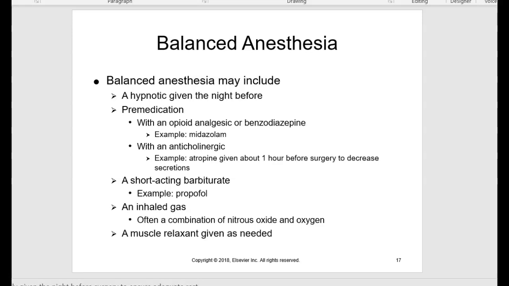Third thing, a short-acting non-barbiturate, such as propofol. Fourth, an inhaled gas, often a combination of inhalation anesthetic, nitrous oxide, and oxygen. And then fifth, a muscle relaxant given as needed. And so the purpose of blended or balanced anesthesia is something you need to understand.